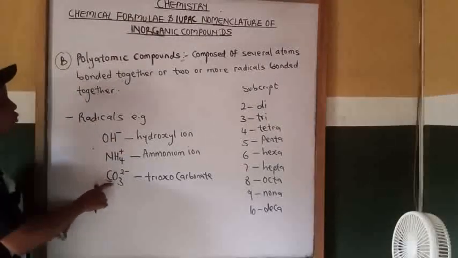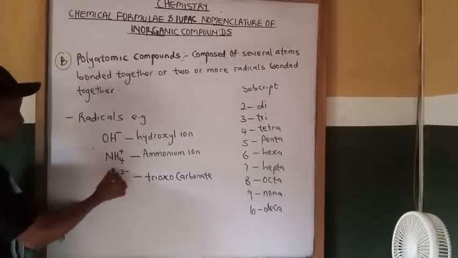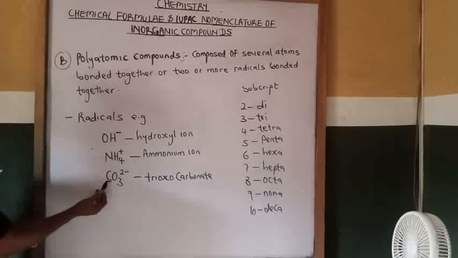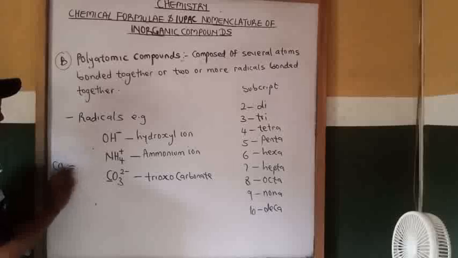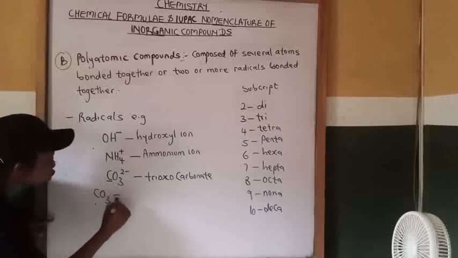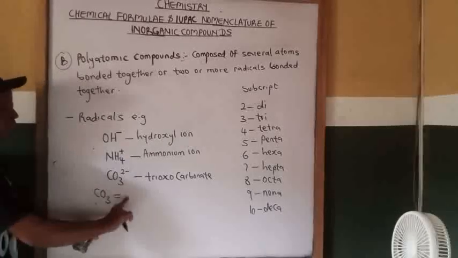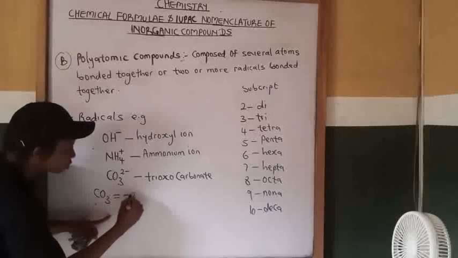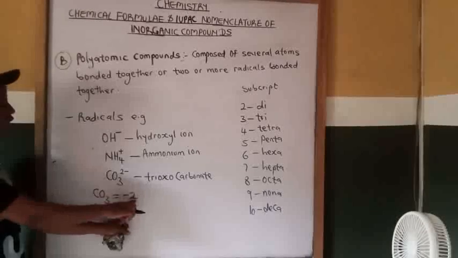Trioxocarbonate what? You have to calculate the oxidation number of carbon from this compound. So let's calculate the oxidation number of carbon from here. By making our carbon unknown, it will be CO3 equal to the charge that is on it. You bring the charge on it down, minus 2. CO3 equal to minus 2, that is the charge on it.